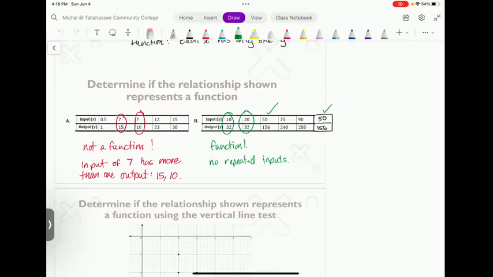But if there's a repeated input and the outputs are not the same, then it's not a function.